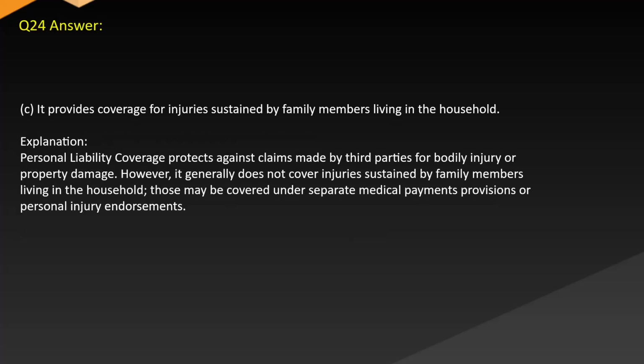Answer: C. It provides coverage for injuries sustained by family members living in the household. Explanation: Personal liability coverage protects against claims made by third parties for bodily injury or property damage. However, it generally does not cover injuries sustained by family members living in the household. Those may be covered under separate medical payments provisions or personal injury endorsements.